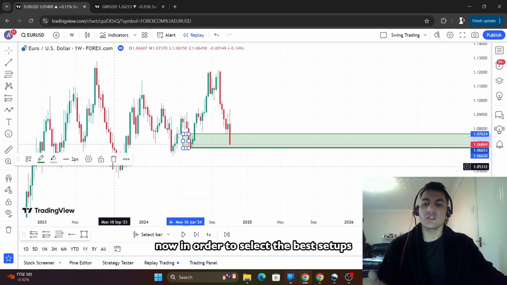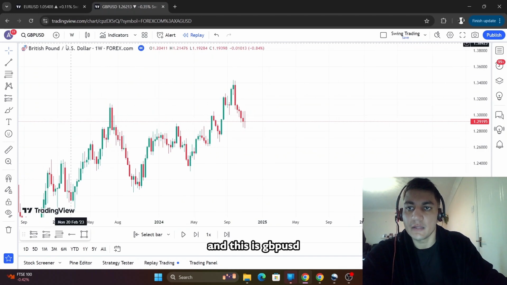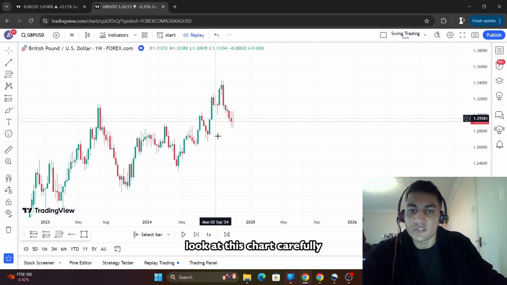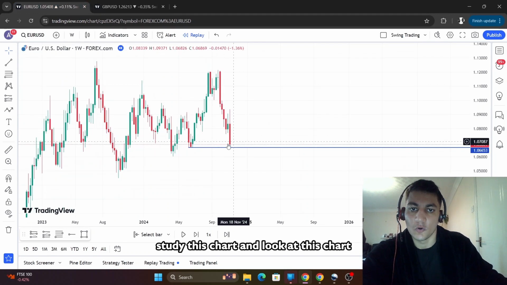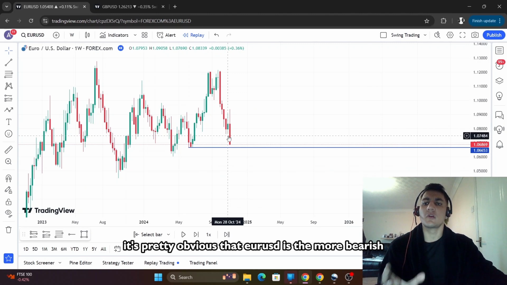Now, in order to select the best setups, we're going to look at GBP USD. And this GBP USD on the weekly chart at the exact same time. Look at this chart carefully. Study this chart and look at this chart. Which one's more bearish? Hopefully, it's pretty obvious that Euro USD is the more bearish.